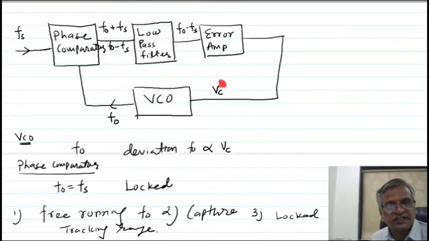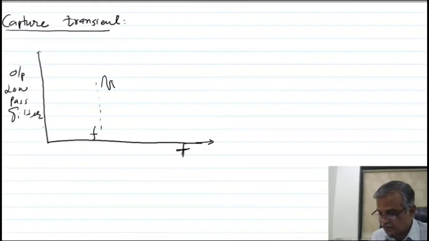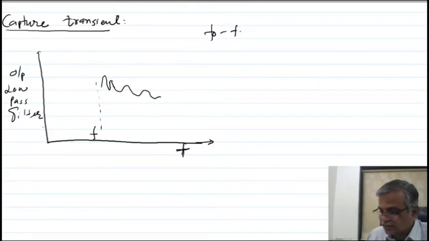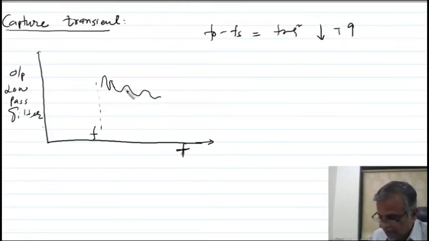At every successive cycle, the difference between these two, FO minus FS, will be reduced. When FO becomes equal to FS, this difference is reduced. What does it mean that FO minus FS is reduced? It means the frequency F is reduced, which means the periodic time increases. So that is what I am showing you. I think you understand it this way.